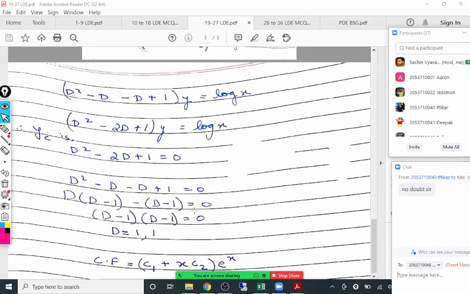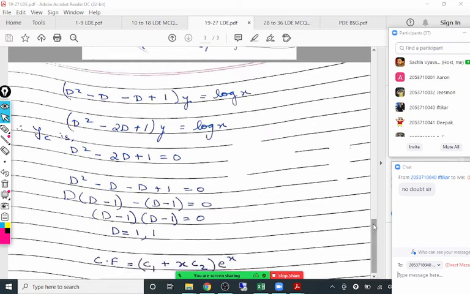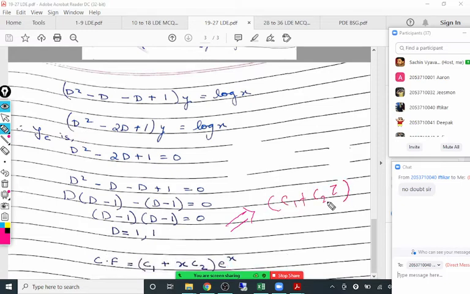And I think the CF is also not correct. What is the mistake he made? Yes, anyone? What is the mistake he made in the CF? E power z and so on. Yes. First of all, he should write the answer in terms of z, and then convert it to x. So the corrected answer for this question is, first of all, (C1 plus C2 z) e raised to z, and replace z by log x.